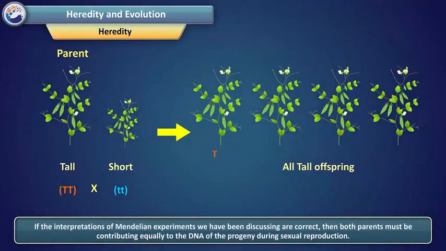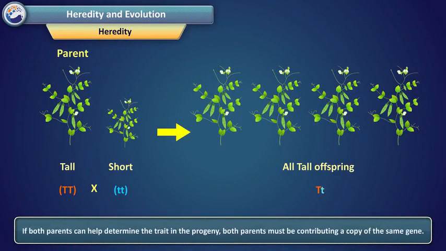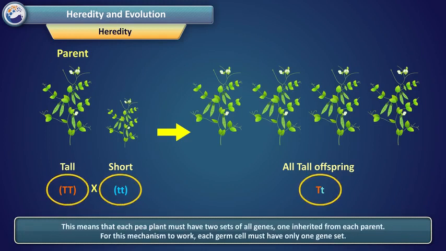If the interpretations of Mendelian experiments we have been discussing are correct, then both parents must be contributing equally to the DNA of the progeny during sexual reproduction. If both parents can help determine the trait in the progeny, both parents must be contributing a copy of the same gene. This means that each plant must have two sets of all genes, one inherited from each parent. For this mechanism to work, each germ cell must have only one gene set.